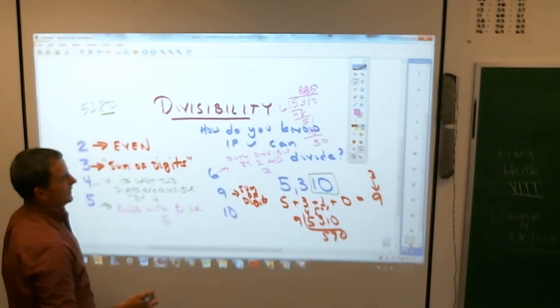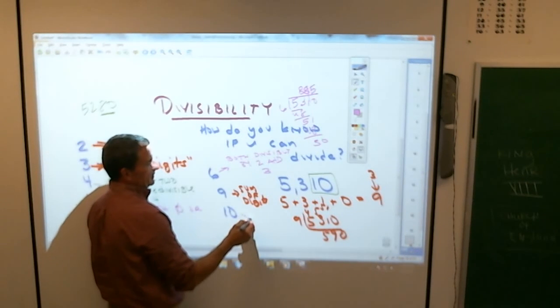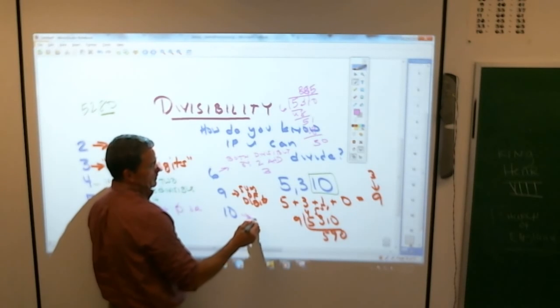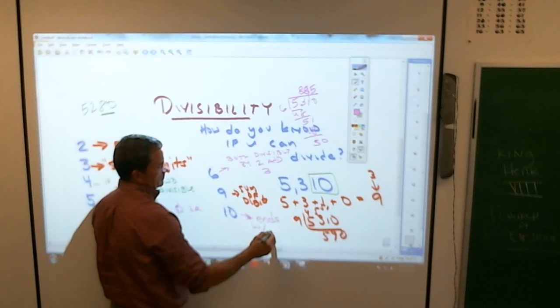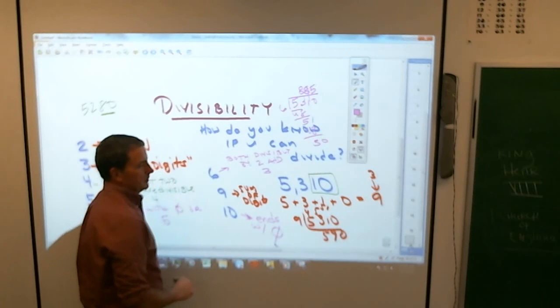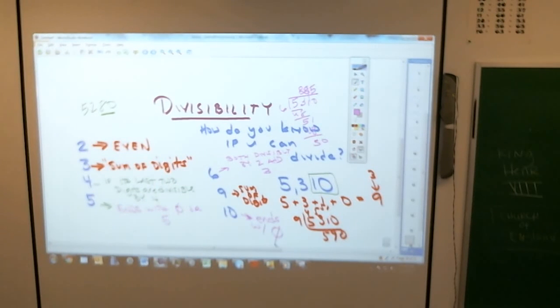9 we already talked about. 10 is about as easy as it gets. It is divisible by 10 if it ends with a 0. And those, ladies and gentlemen, are what we like to call your rules of divisibility.